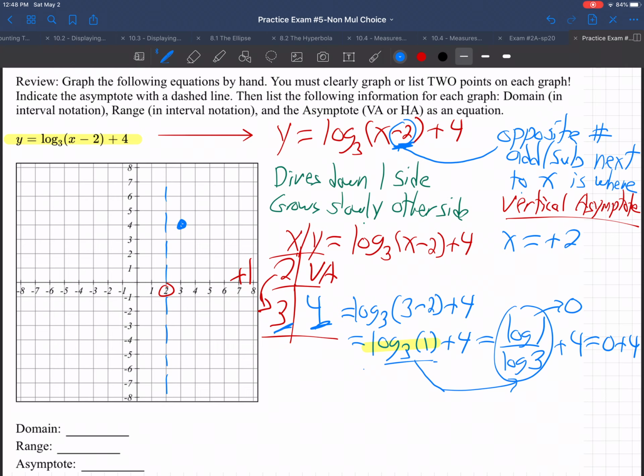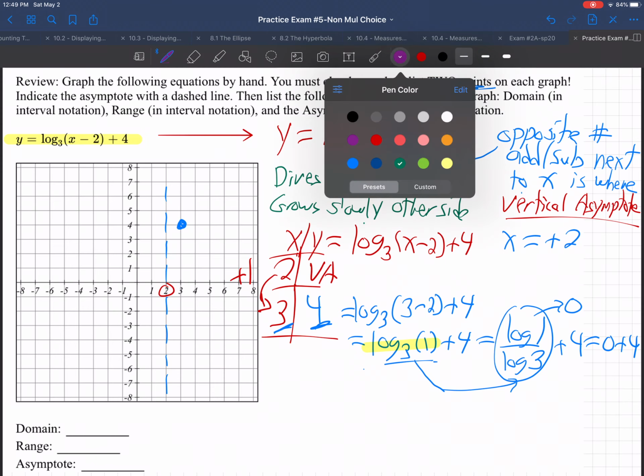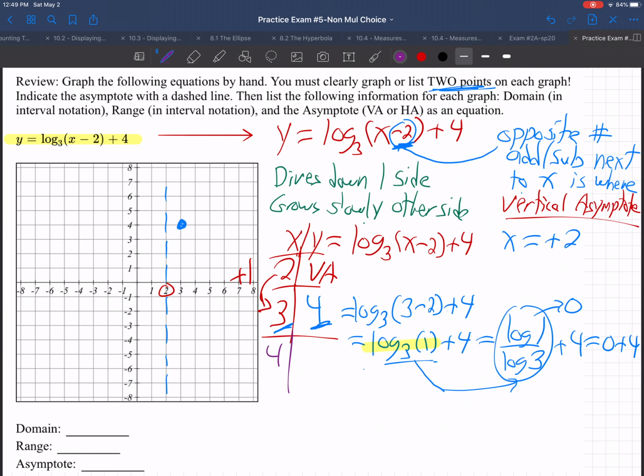Let's get one more point, because notice it said 2 points. So let's go for another point. How about if we go up to, let's say, 4? So now I'm going to plug in 4. Let me get rid of this stuff. So y will equal log base 3 of 4 minus 2 plus 4.